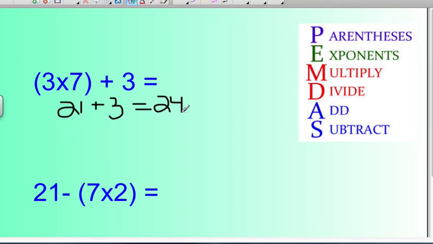Now for this next one down here, I'm going to give you some time to really think about it. I want you to go ahead and work on this problem. 21 minus 7 times 2 in parentheses. And I'll be back in just a couple seconds or so.